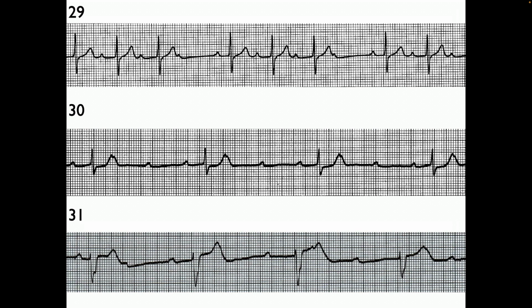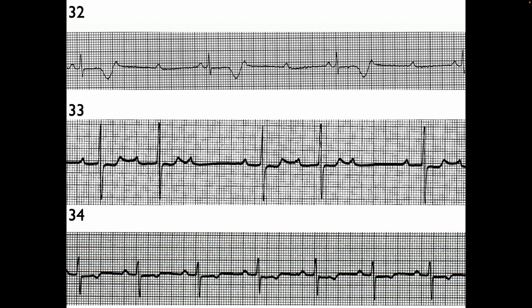Okay, 31, please, Koa. No, it's not second degree type 2. It's a third degree block. The P's march out, QRS's march out, and the PR intervals vary. Good job.